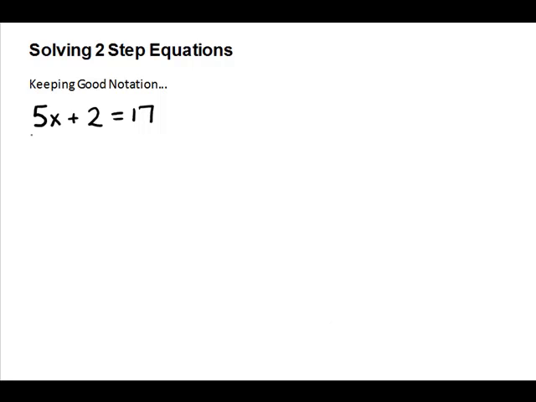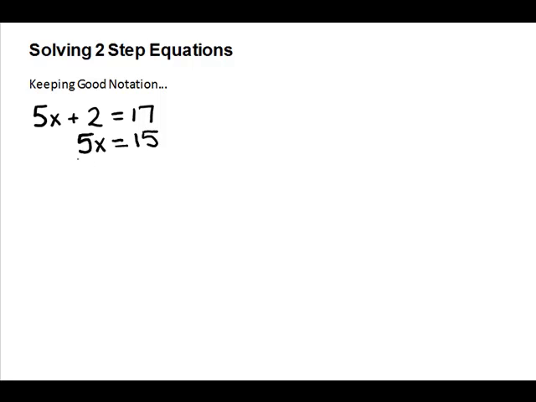So I would go on the side with the x and I would say, okay, my 2 needs to come off. If it's added, I'm going to subtract it. If I subtract on the left, it's going to cancel out to leave me 5x. Notice my equals would come straight down. If I subtracted a 2 on the left, I have to do the same on the right. So 17 minus 2 would be 15.